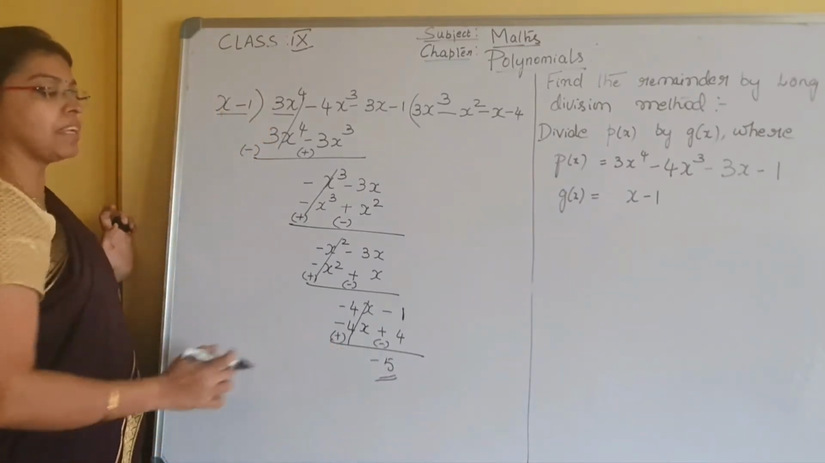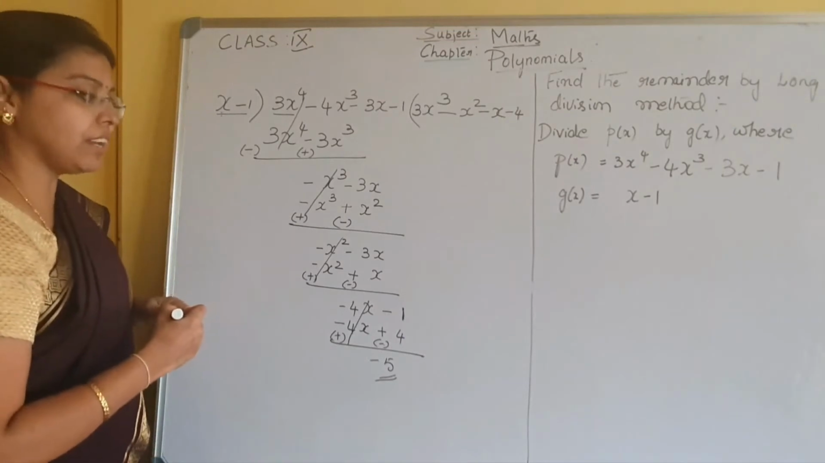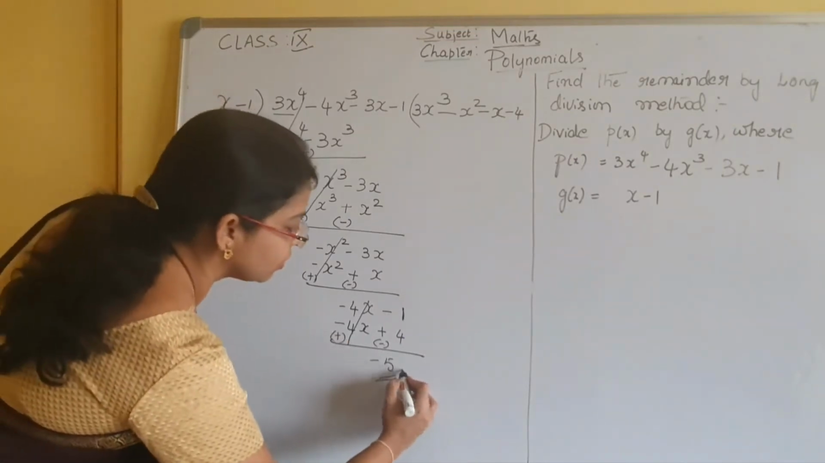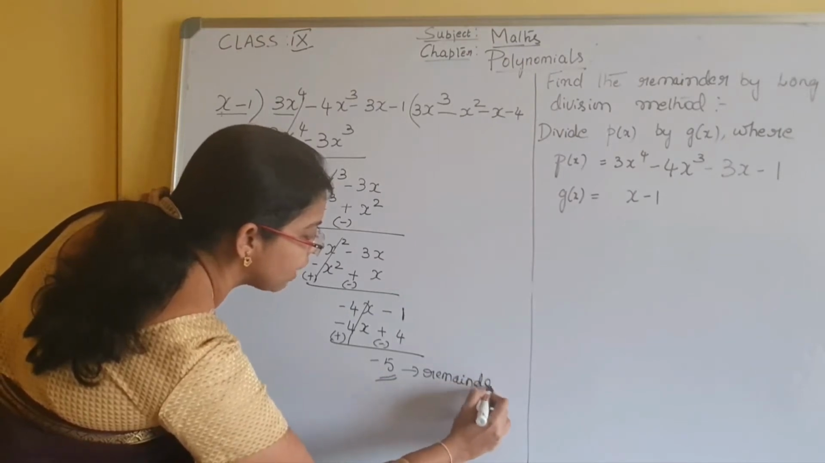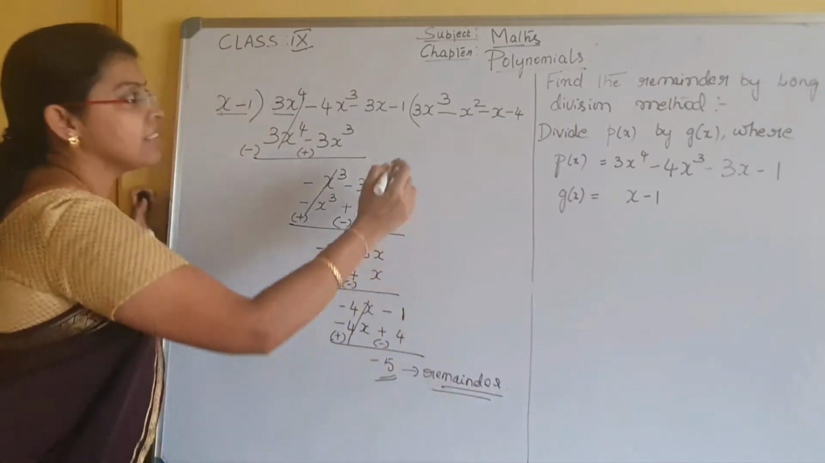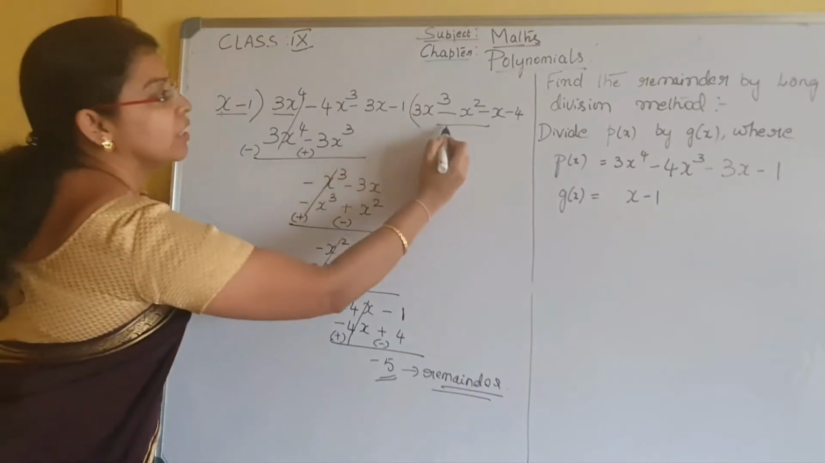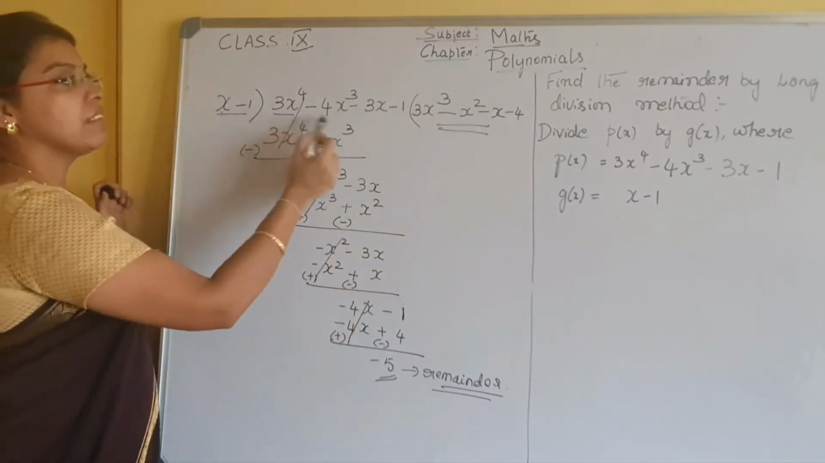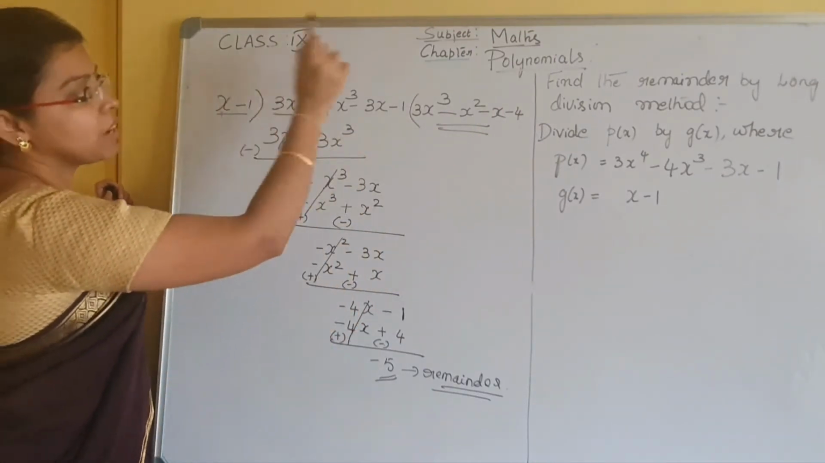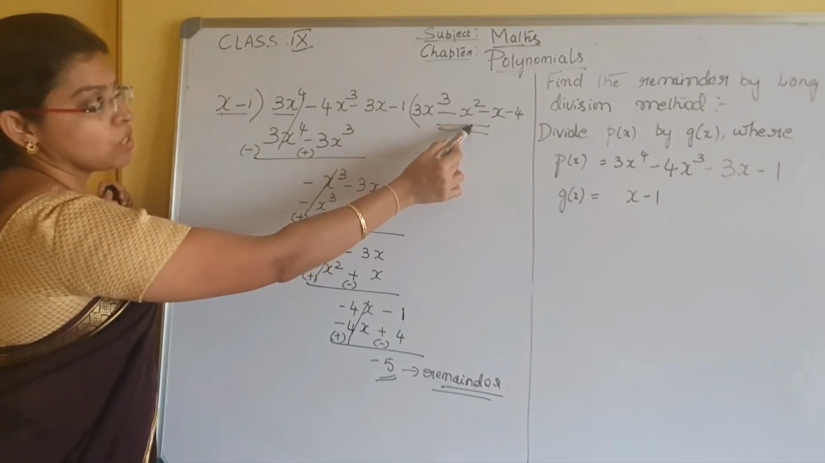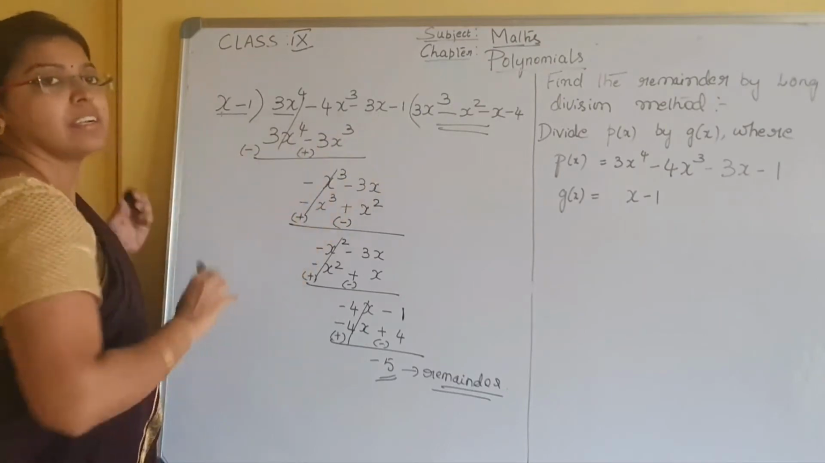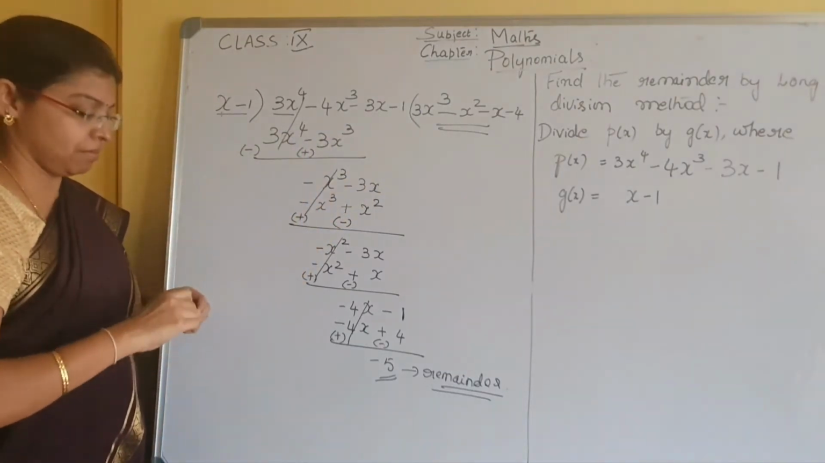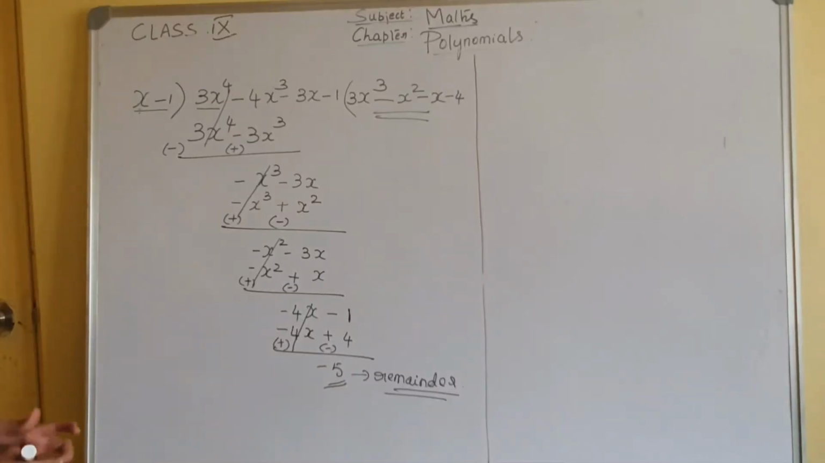So what do we call this minus 5? The remainder. So this is the remainder. We have got the value of remainder, and this is the quotient. So how can we get back this dividend? If you multiply x minus 1 into the quotient plus remainder, you will get back this dividend. You can verify that.